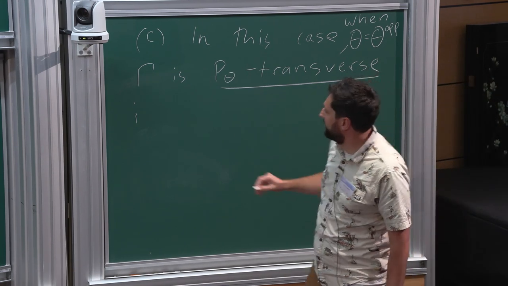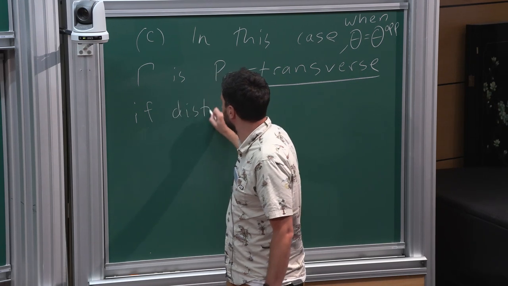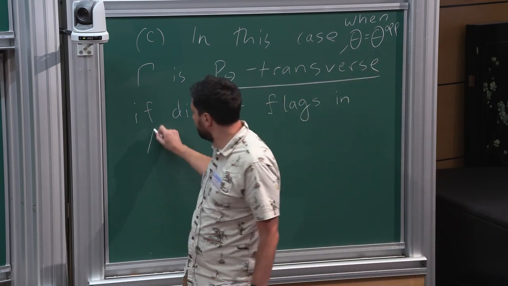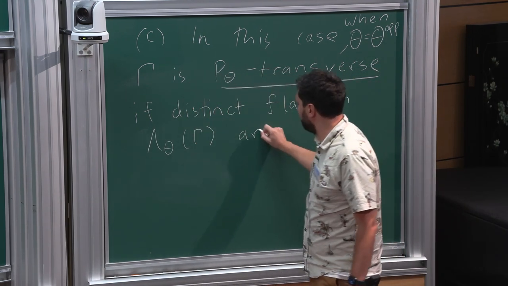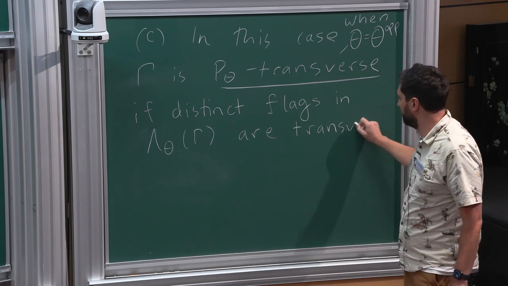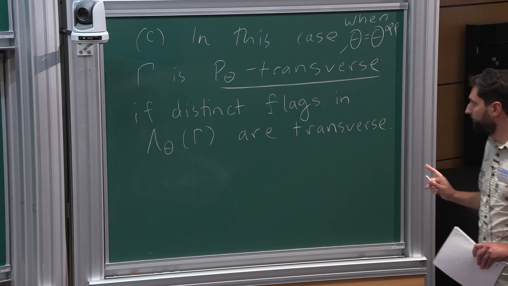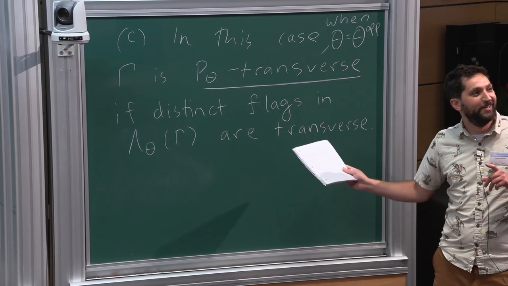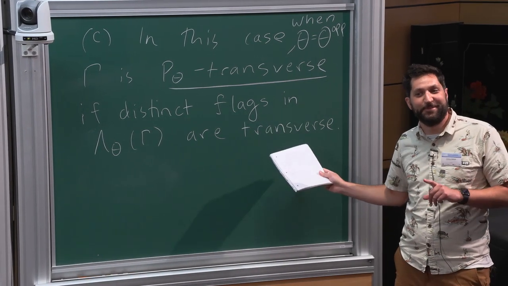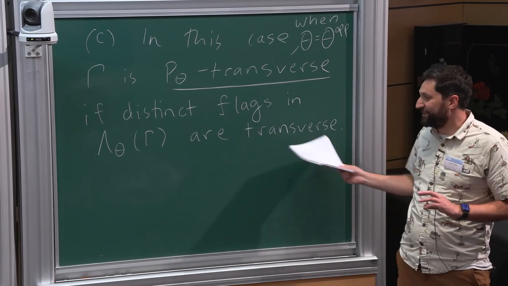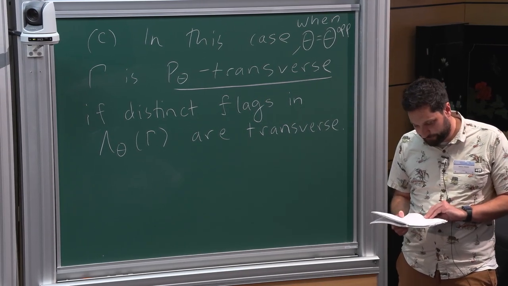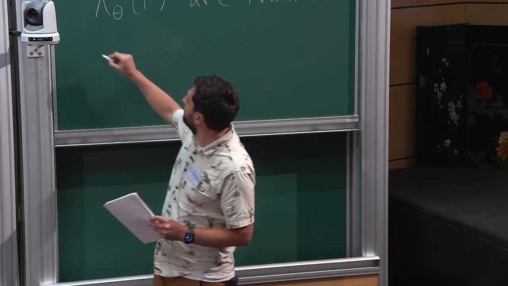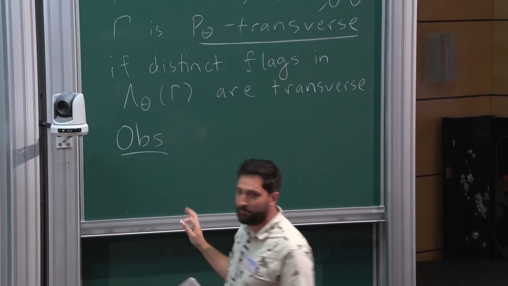So gamma is P theta transverse if distinct flags in the limit set are transverse. And one reason I think we like the word transverse for defining these groups is because transverse groups have transverse limit sets, and it's just linear algebra transverse. Okay. And then I'll give some examples, but first I want to mention one more dynamical property about these.